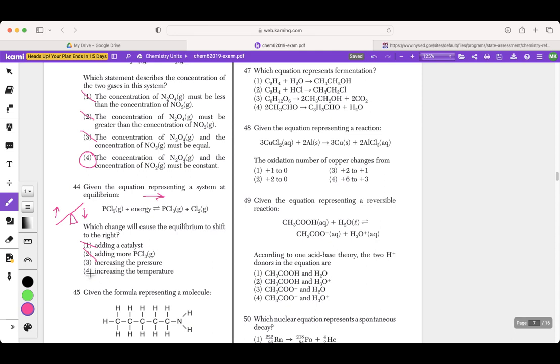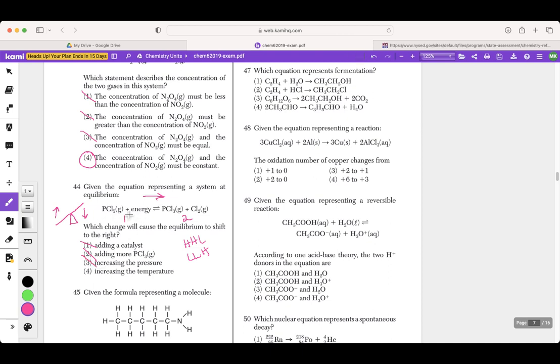Now, increasing pressure, you think high, high, low, low, low, high. If I have high pressure, I'm moving from a high number of moles of gases to a low number of moles. Both of these are gases. We have 2 moles of gas on the right, 1 mole of gas on the left. If I had high pressure, it'd be going towards the left, so that's not the choice either.